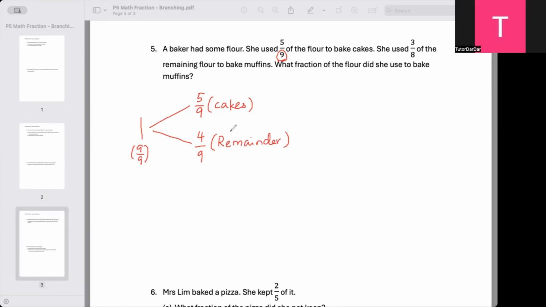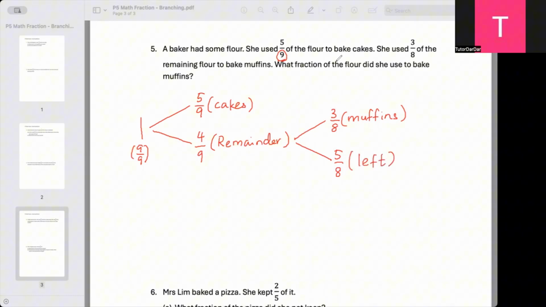This is a remainder. So from this remainder, she used 3/8 of the remaining flour to bake muffins. So starting from here, another branch comes out, 3/8. This is to bake muffins. So always make it 1. So 3/8 plus 5/8, you will get 8/8, which is going to be 1. So this is left.